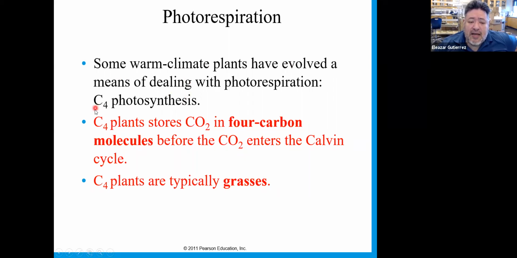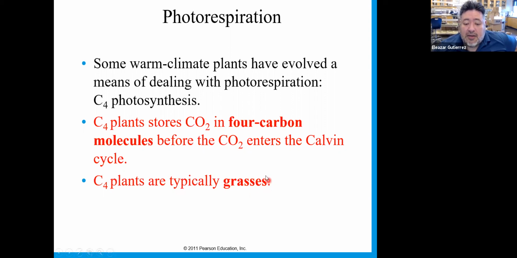Okay, what does this mean? This means that a C4 plant stores carbon dioxide as a 4-carbon moiety, or a 4-carbon molecule, during the time that it's cool, like at night. And then during the day, it goes to the stomata, and it takes this banked 4-carbon molecule, turns it into carbon dioxide, and enters the Calvin cycle. Examples of C4 plants are usually grasses such as grass, corn, maybe bamboo. In other words, monocots.